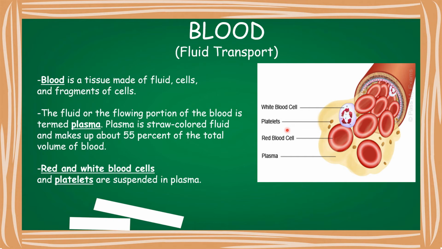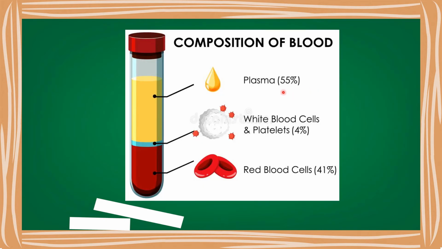And the last main component of our blood is what we call platelets. Platelets have an important role in our body because they function in blood clotting. So once you have a wound or cut, eventually the blood clots. It's because of the role of platelets. 55% of our blood is composed of plasma, 4% of white blood cells and platelets, and 41% of red blood cells.